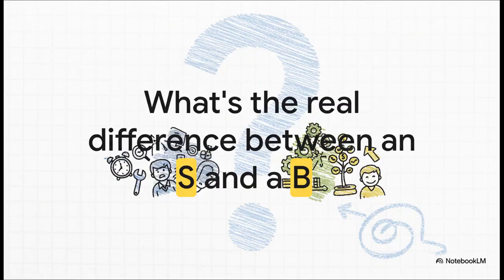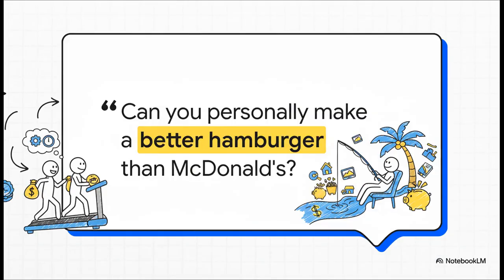This brings us to a point that trips a lot of people up. What's the real difference between being self-employed, an S, and being a big business owner, a B? They can look similar from the outside, but Kiyosaki uses this perfect, simple example to make it crystal clear. Think about that for a second. Can you make a better burger than McDonald's? Yeah, probably.